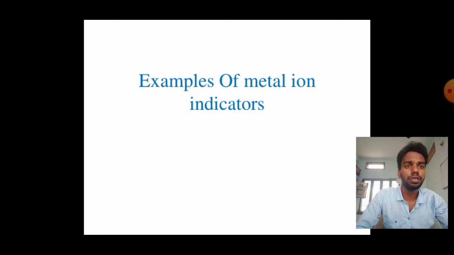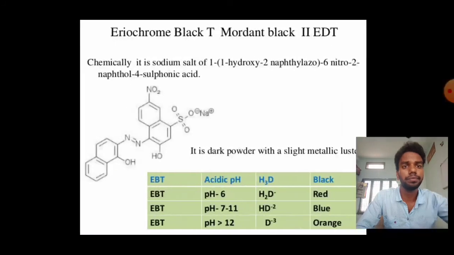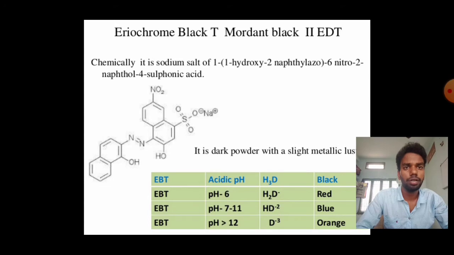Examples of metal ion indicators. Let's see. Eriochrome black T. This is a very frequently used metal indicator, generally called EBT. EBT indicator means Eriochrome black T. This is your EBT structure. Chemically, it is the sodium salt of 1-hydroxy 2-naphthylazo 6-nitro 2-naphthol 4-sulfonic acid. A very long name, just see the structure. It is a dark powder, and it gives a blue color solution.